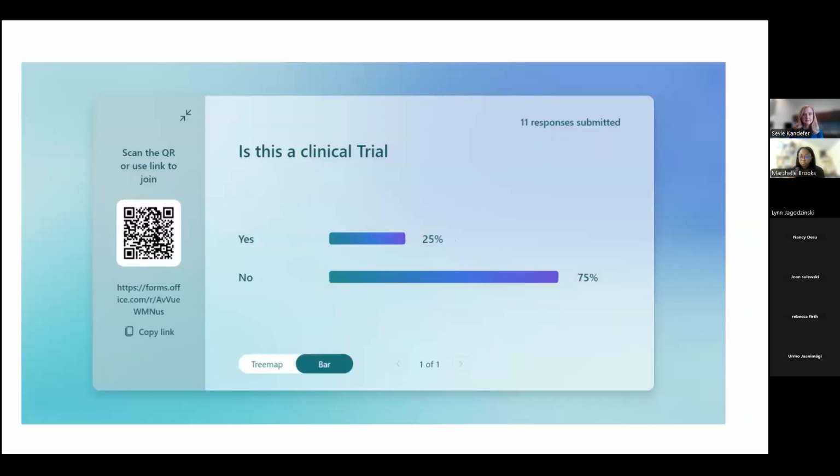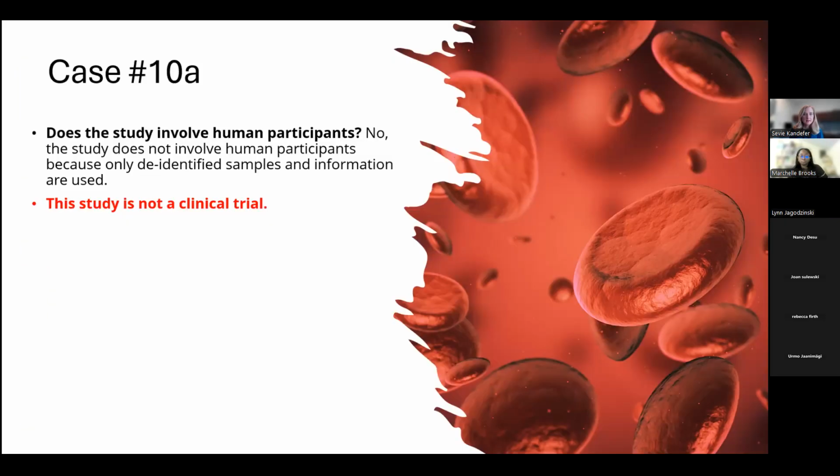Okay, and we think it is not, and that is correct. It is not a clinical trial. It does not involve human participants because only de-identified samples and information are used.